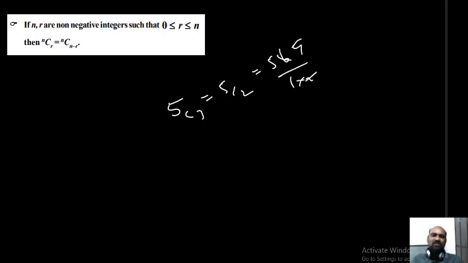Yeah, students. Sometimes we want to find 5C3, better to find 5C2. Both are same. So 5 factorial, or 5 reduced 2 times, 5 into 4 by 1 into 2, 2 1s are 2, that equals 10. So 5C2 value, 5C3 value equals 10.